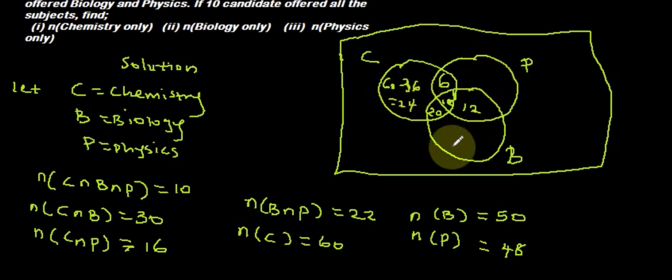For biology only, 50 minus 10 plus 12 plus 20, this is 42, which will give you 8. And for physics we have 48 minus 10 plus 12, that's 22, plus 6, 28. So we do 48 minus 28, which is 20. So we have gotten our values. For chemistry only we have 24, for biology only.